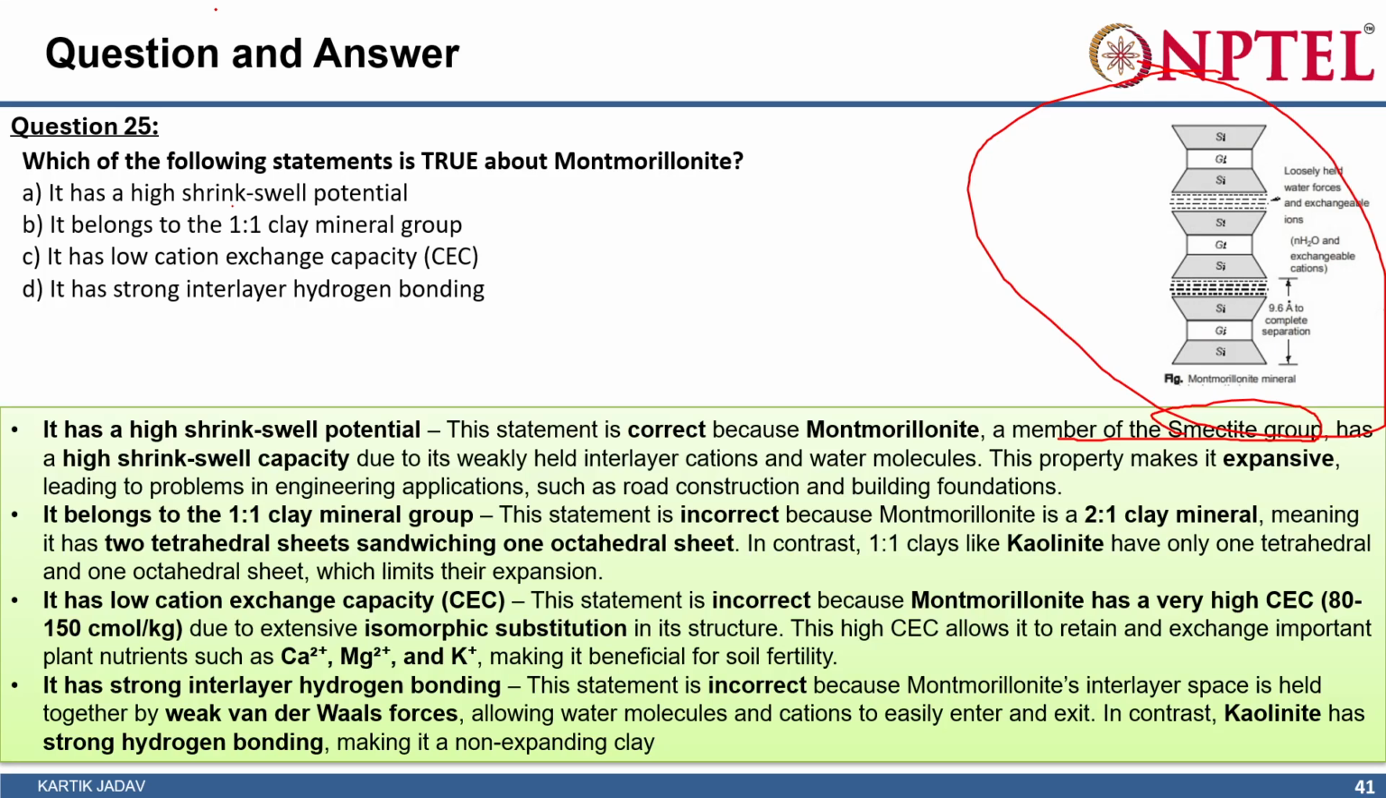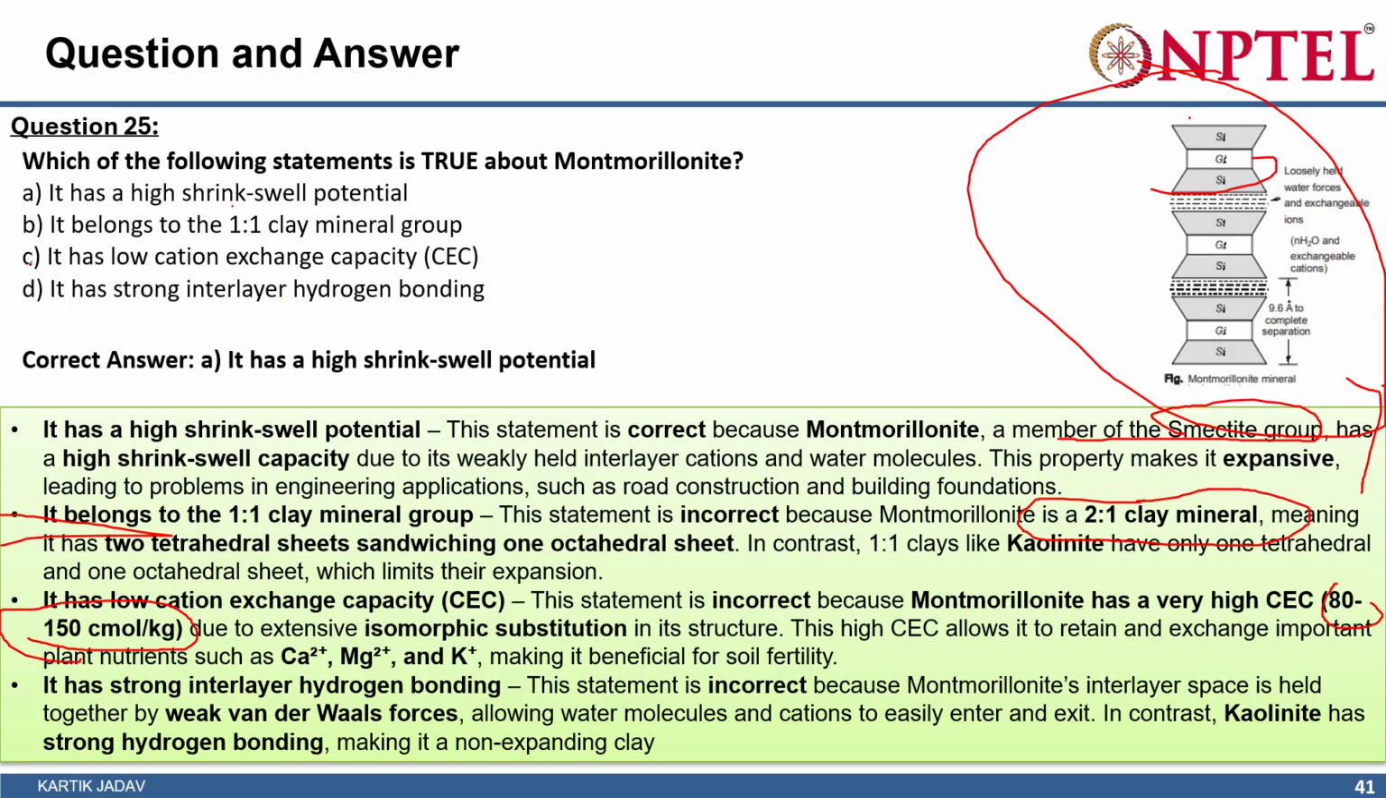So Montmorillonite type of clay structure is not suitable for construction, and it belongs to the 2:1 type of clay mineral, which is common, and this type of structure has high shrink-swell capacity, and CEC of about 80 to 150 centimoles per kg. So the correct answer is option A.